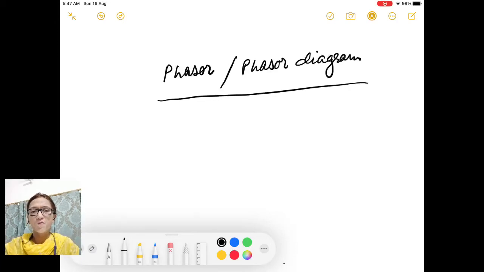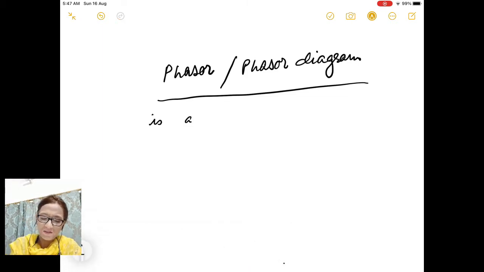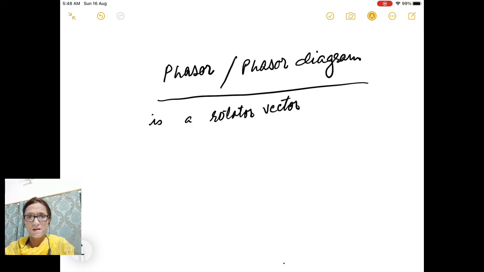Today we will learn phasor and phasor diagram. Phasor is a rotatory vector which is used in the analysis of AC circuits: resistive circuit, inductive circuit or capacitive circuit, or in LCR circuit too. So phasor is a rotatory vector and it gives the phase relationship between instantaneous current and instantaneous voltage of any AC circuit.